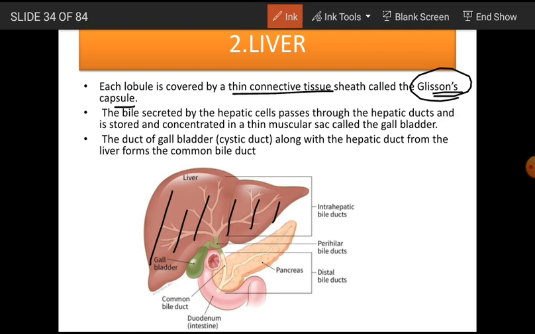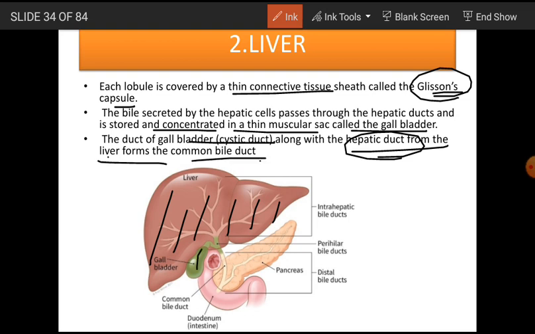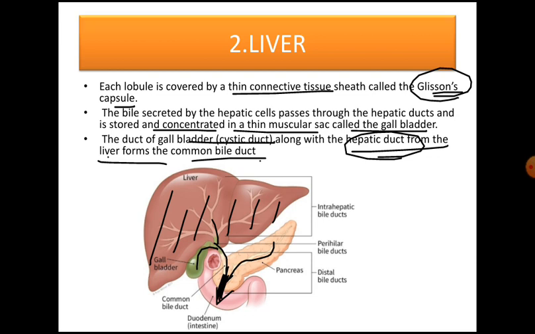Now the bile which is secreted by the hepatic cells is going to pass through the hepatic duct and is stored and concentrated in the thin muscular sac which is called the gallbladder. Ducts of the gallbladder, that is the cystic duct, along with the hepatic duct forms the common bile duct. जो हमने देखा था. These two are going to combine to form the common bile duct. Common bile duct is going to open into the duodenum. Now this pancreatic duct is going to open over here. This is known as the hepatopancreatic duct.